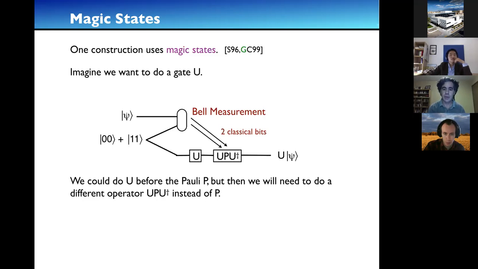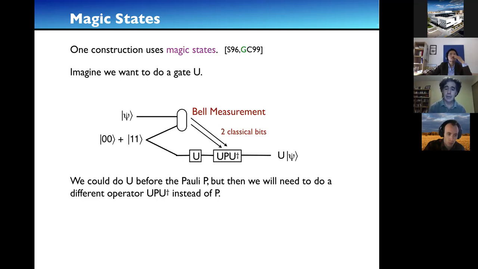But in some cases, U P U dagger is simpler. It might be another Pauli matrix, depending on what U is, or it might be something more complicated than a Pauli matrix. But in some cases, it's something that's simpler than U is. Maybe Bob doesn't have a way of doing U very easily, but he does have a good way of doing U P U dagger.